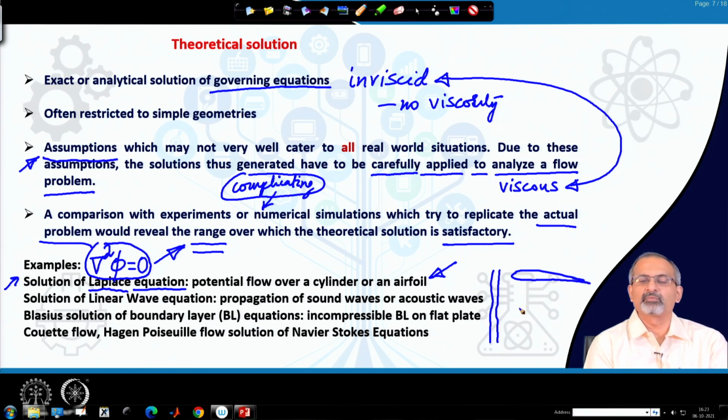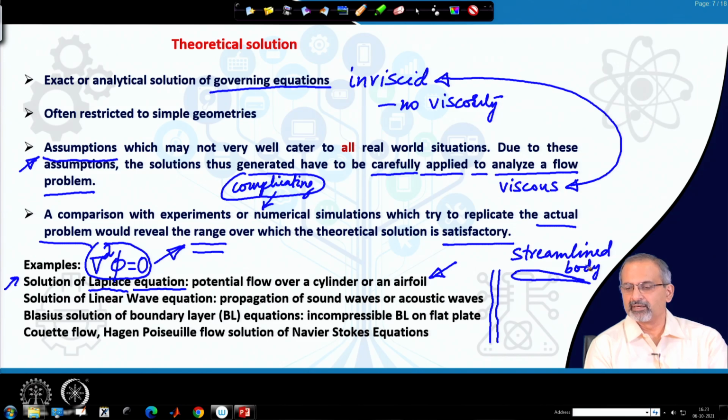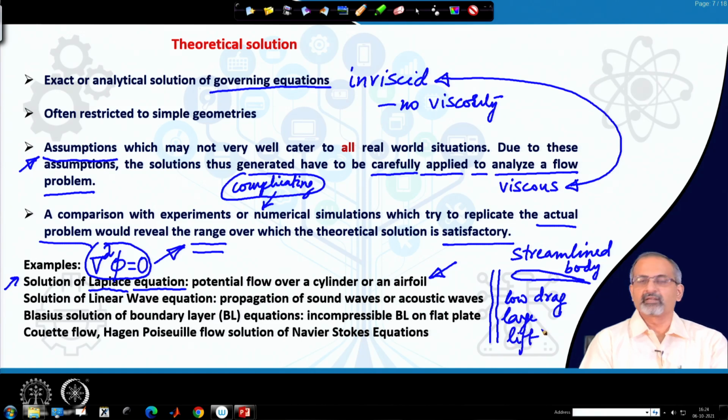Therefore, it is of enormous importance in aerodynamics because it is a streamlined body. It has very little drag force and it has the capability of generating large lift forces. Therefore, it is called a streamlined body. We will look at more on drag and lift and nature of streamlined bodies in the upcoming lectures.